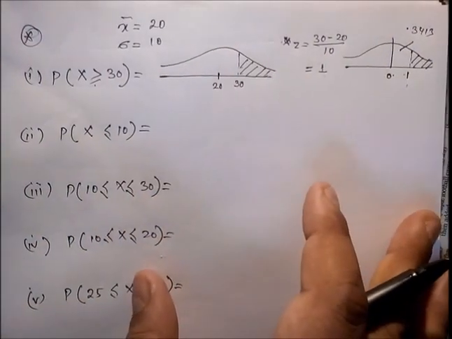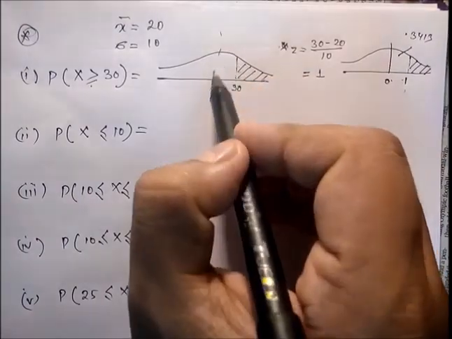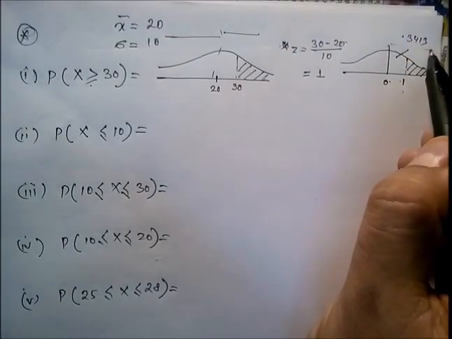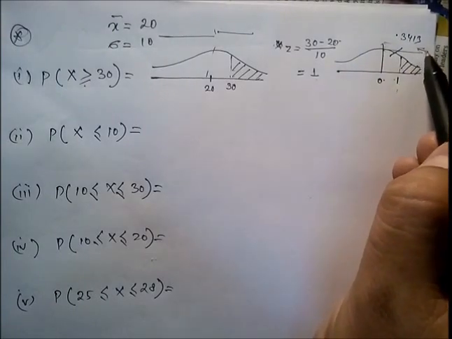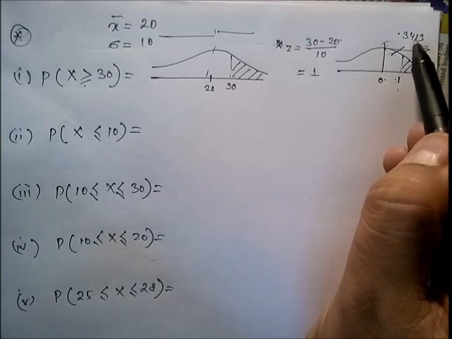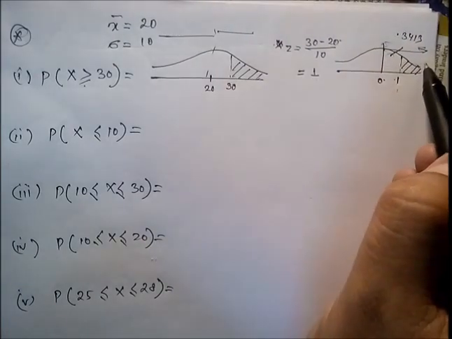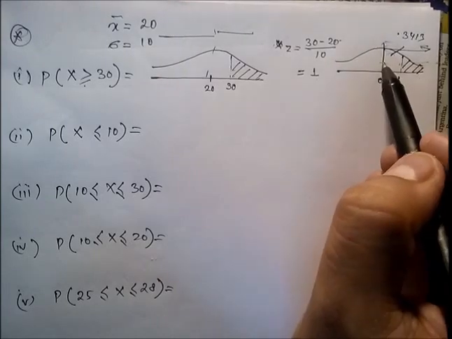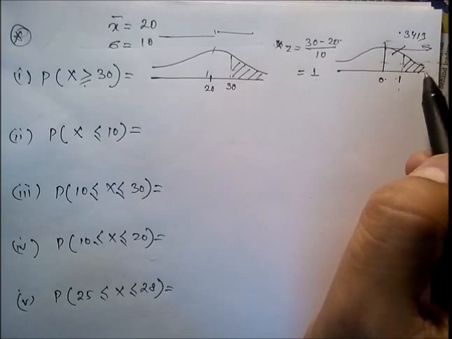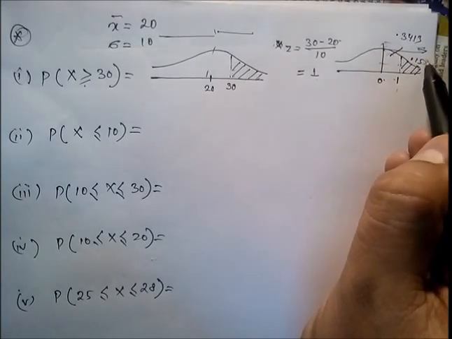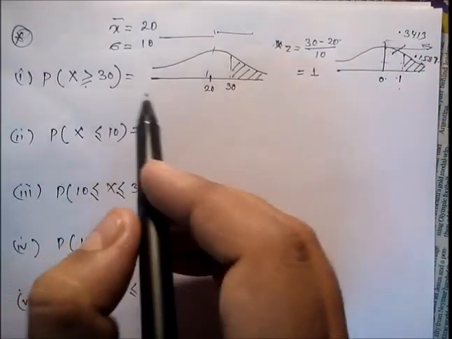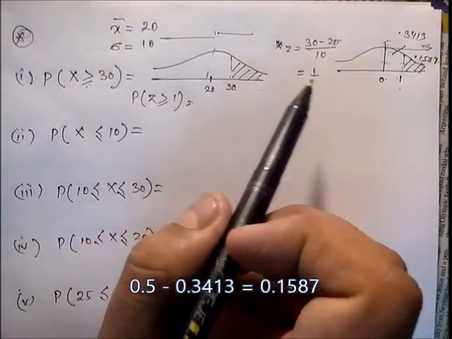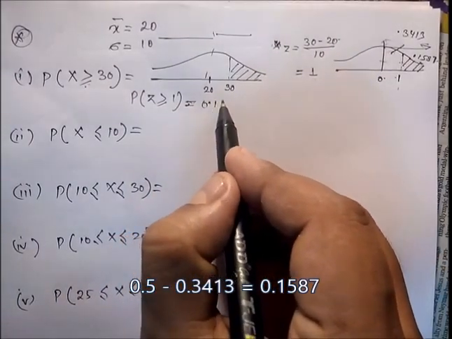0.3413. Now it is symmetric, means left side 0.5, right side 0.5. If the total right portion is 0.5, and this particular portion is 0.3413, easily we can get this particular area. Total area 0.5, subtract 0.3413, this particular portion is 0.1587. So probability of x more than 30 means probability of z more than 1. We have converted x to z, and the answer is 0.1587.